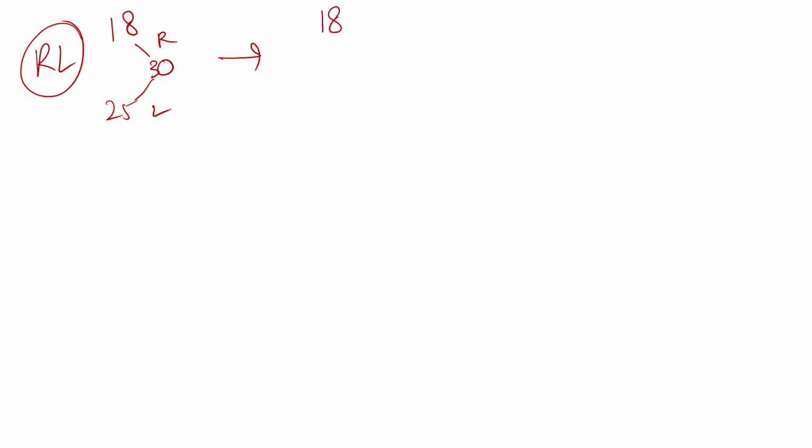For rotation, we have 18, 30, then we have 25. So this is your right-left, RL rotation. In RL rotation, what we'll do is first exchange the bottommost nodes. So 18, 25, 30 is greater than 25. And we know we'll not change the color of the bottommost node.